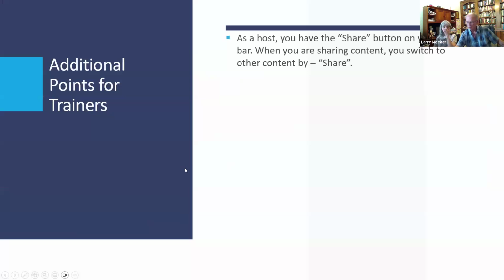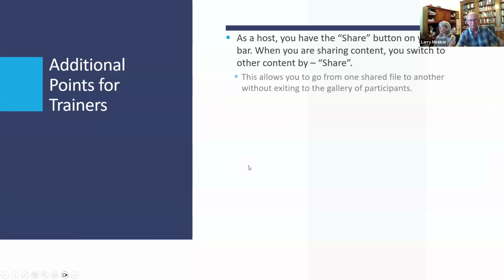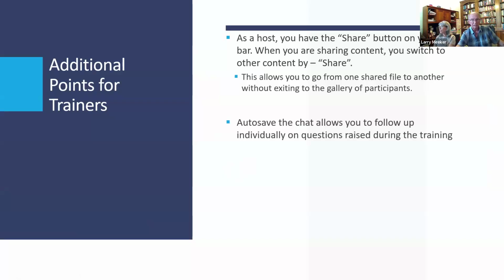Additional points for trainers, you've got that share button up there. It used to be you had to share, and then if you wanted to change content, you had to go back to gallery view and then do a new share. And now you just use the share button and you can go back and forth. Very, very efficient. Allows you to get from one file to another without exiting to the gallery.